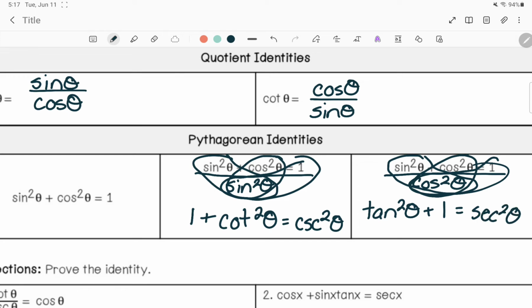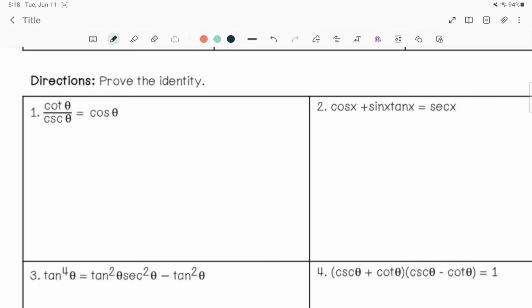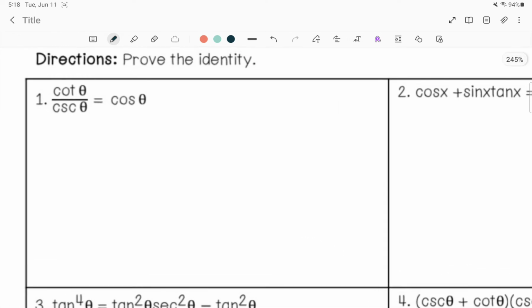So all of these reciprocal identities, all these quotient identities, and all of these Pythagorean identities are going to be really helpful to us as we start proving identities. So let's work through some of these. So to prove this identity, we have cotangent theta divided by cosecant theta equals cosine theta. So this is a true statement, but we have to figure out how in the world did they get from that cotangent theta over cosecant theta all the way to just a simple cosine of theta. So let's use some of our identities.